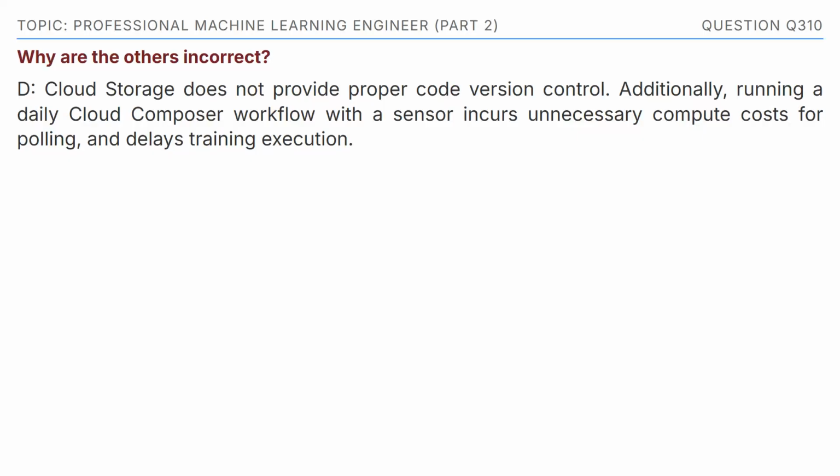Why are the others incorrect? D. Cloud storage does not provide proper code version control. Additionally, running a daily Cloud Composer workflow with a sensor incurs unnecessary compute costs for polling and delays training execution.